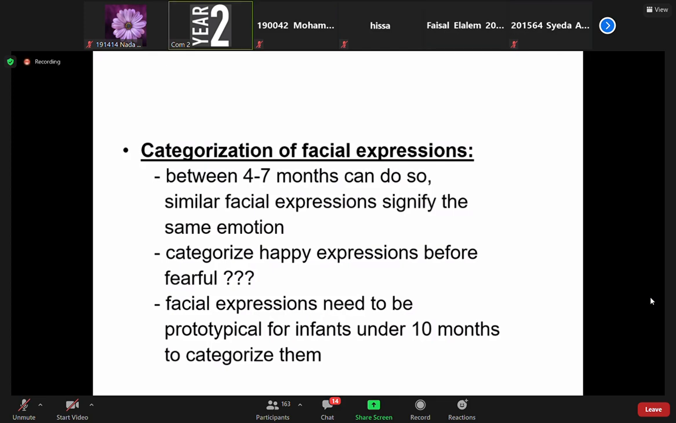We categorize happy before fearful. And why is that? Because that should be your normal environment. So if infants are more familiar with fearful, what does that tell you about their environment? Where is that coming from?